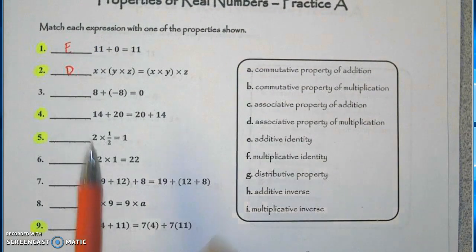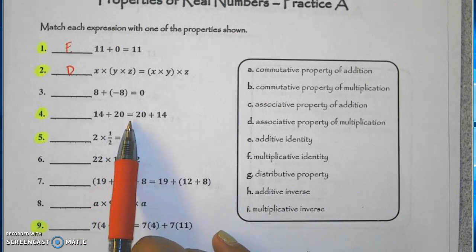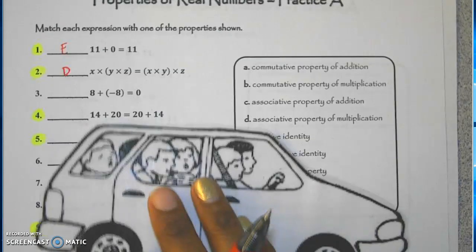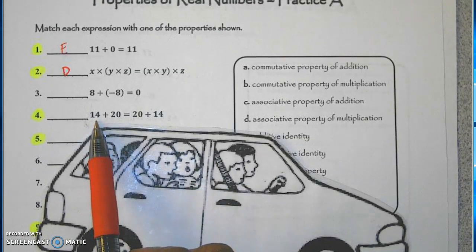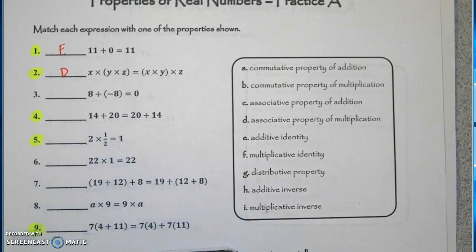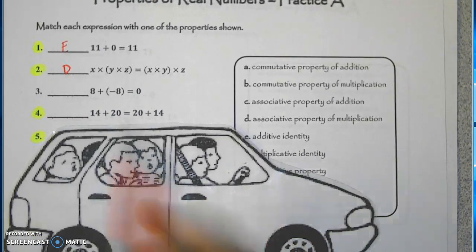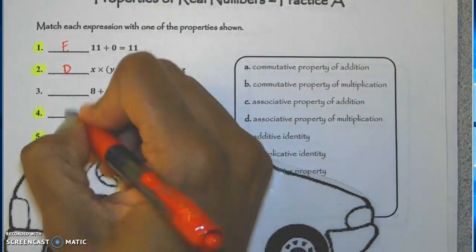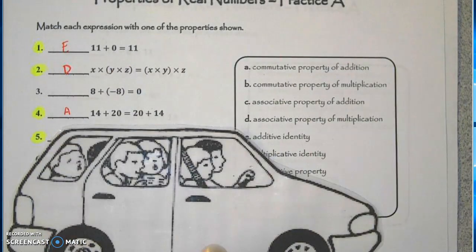Let's look at 4. 14 plus 20 is equal to 20 plus 14. Oh, we know this one, right? That one is commutative. Commutative property. That 14 went from being at the front of the line to now being at the back of the line. The 14 moved, and it's addition, so it's going to be commutative property of addition. A.